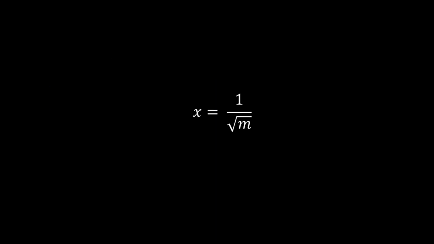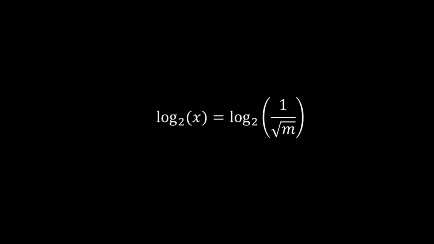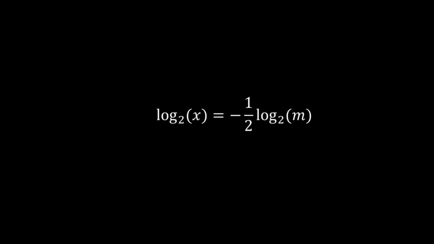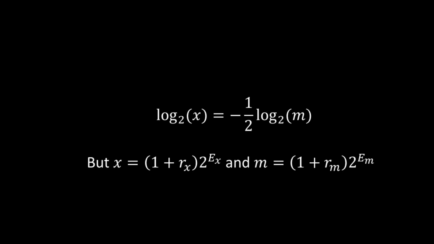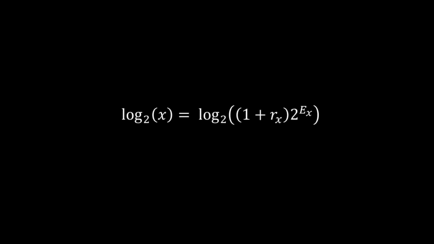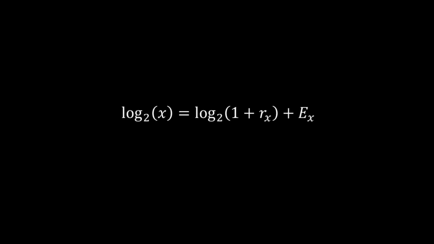Now let's see how this fits into our original problem. If we wanted to compute the inverse of the square root like this, we can take the base 2 log of both sides and apply some properties of the logarithms to obtain this expression. But remember that the numbers x and m will be represented as positive floating point numbers, with their mantissa and exponent. Then, if we take the base 2 log of x, we can use the log properties again to obtain that it is only necessary to compute the log of 1 plus the mantissa, and then just add the exponent.